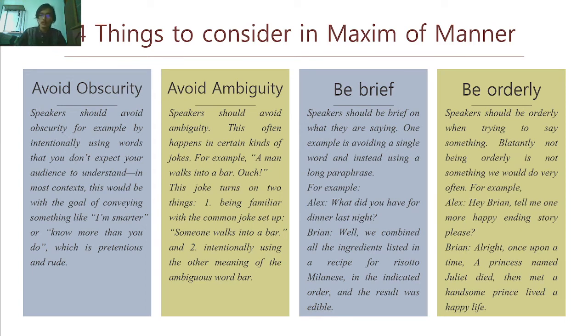The first one is avoid obscurity. Speakers should avoid obscurity, for example, by intentionally using words that you don't expect your audience to understand. So in most contexts, this would be with the goal of conveying something like, I'm smarter, or I know more than you do, which is pretentious and very rude.